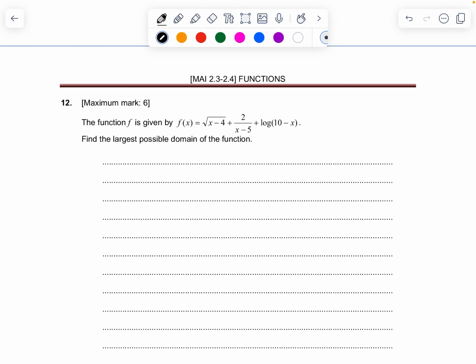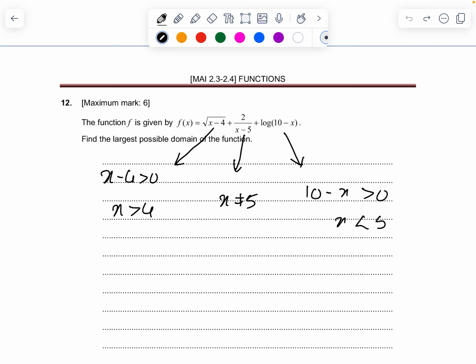Question number 12. For this question number 12, we are having a combination of 3 conditions. For the first part, x minus 4 should be greater than 0, x is greater than 4. For the second part, x should not be equal to 5. For the third part, 10 minus x should be greater than 0, so x should be less than 10.